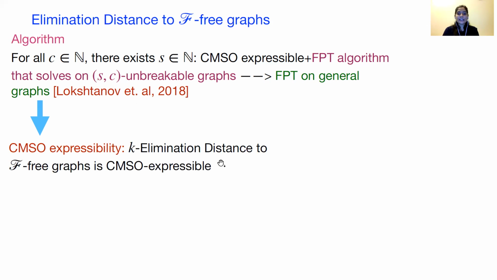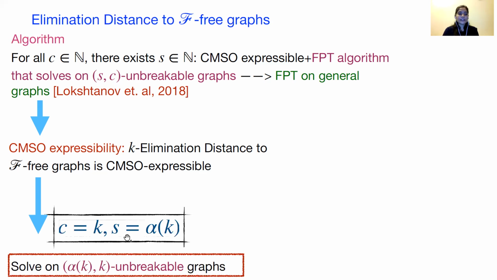And for K elimination distance to F-free graphs, here F-free graphs means the graph class is characterized by this set family of graphs F as forbidden induced subgraphs. So we were able to show first that our problem is CMSO expressible, and using this and the above lemma, when we give C equals K as input, we can obtain S equals alpha K, and then you can see that it is only required to solve the problem on alpha K comma K unbreakable graphs. Then we can say that it is FPT on general graphs as well.